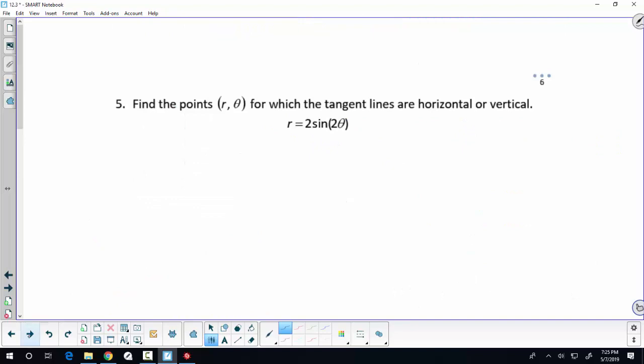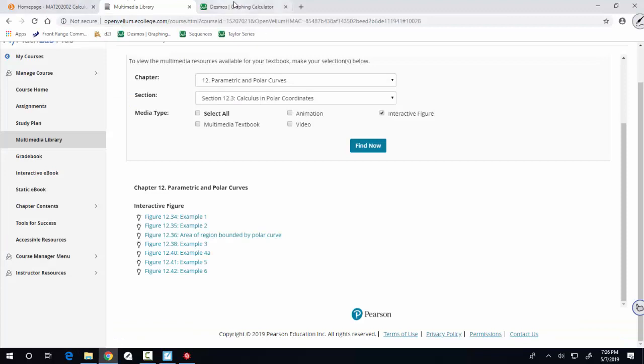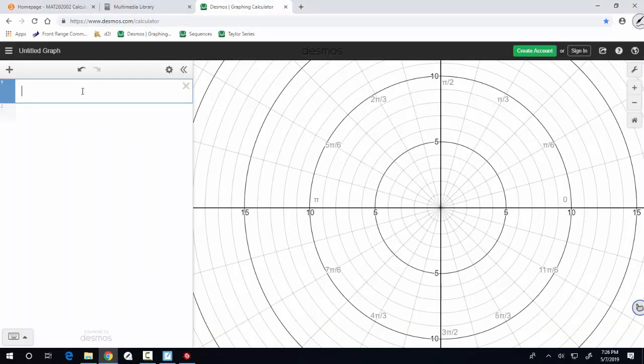So we could probably work this. I just want to mention that at some point you really get to a place in this problem where you're kind of stuck unless you can make use of the graph. So let's go ahead and graph that. We're finding still where the tangents are horizontal or vertical.